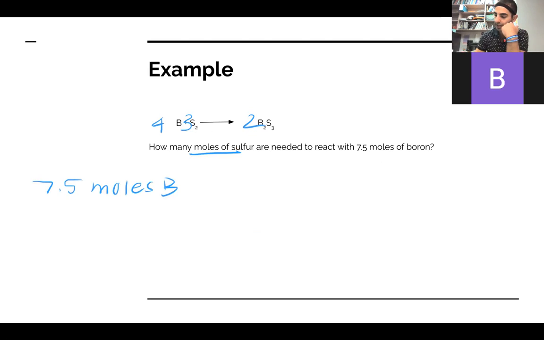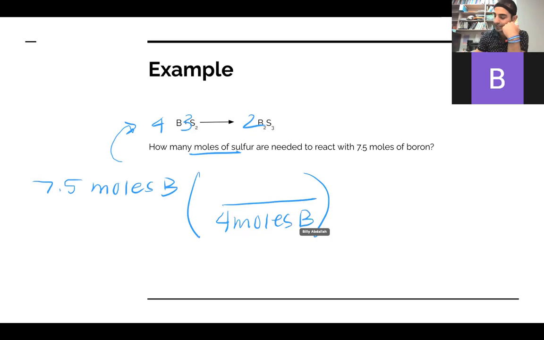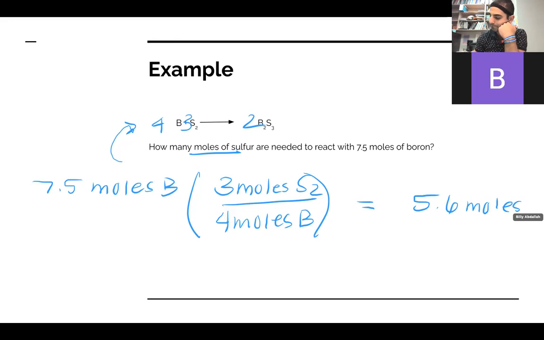So again, we can look at our equation and say for every 4 moles of boron, we know we need 3 moles of S2. And if we do this equation here, we will get 5.6 moles of S2. Okay, again, using the equation, using the stoichiometric values, using the molar ratio, we can get from moles of boron to moles of sulfur.